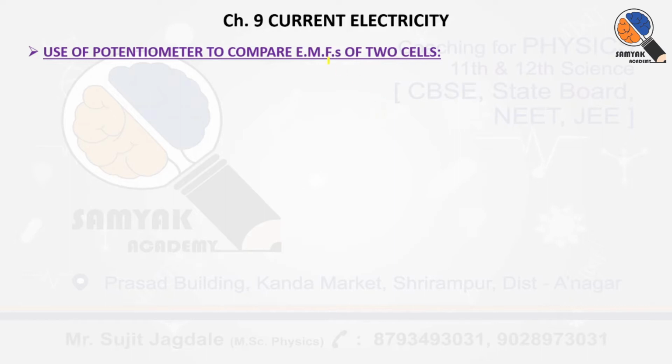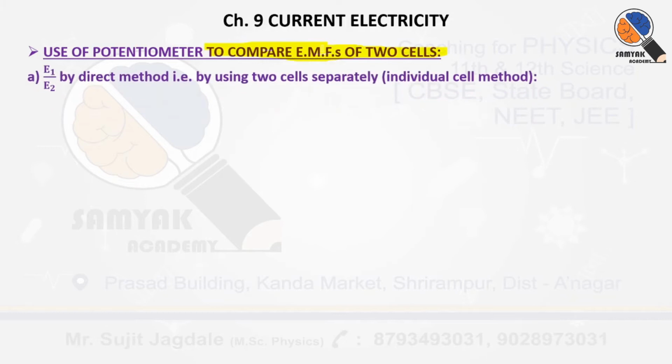And first use is to determine or to compare the EMFs of two cells. That means either we can calculate the EMF of one cell or we can compare the EMF of two cells. So there are two methods to compare the EMF of two cells. So in this lecture we are going to consider the separate method or individual cell method, and in the next video we are going to consider the combination method.